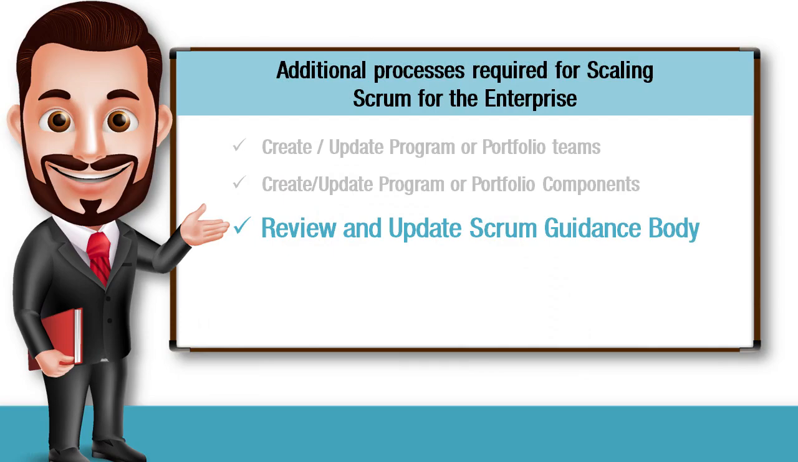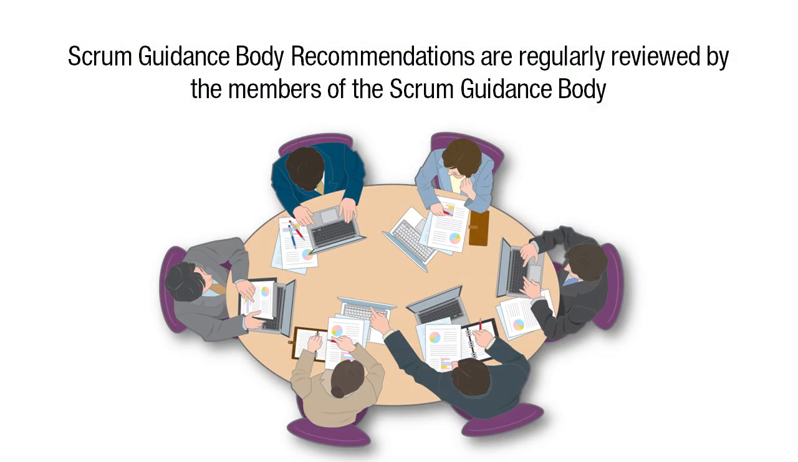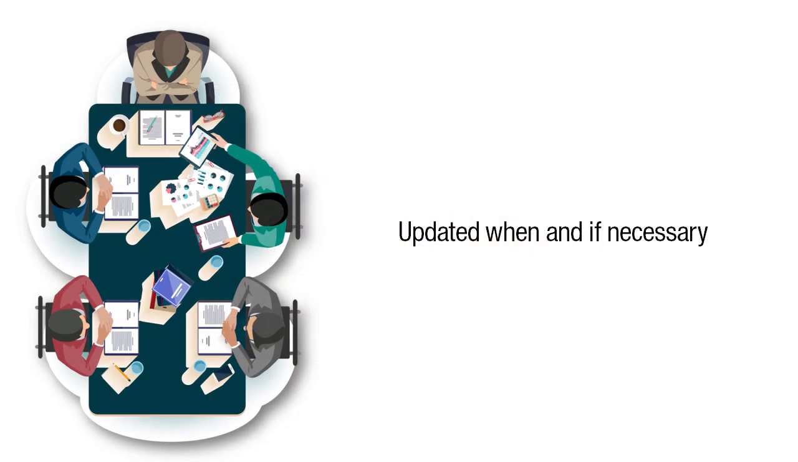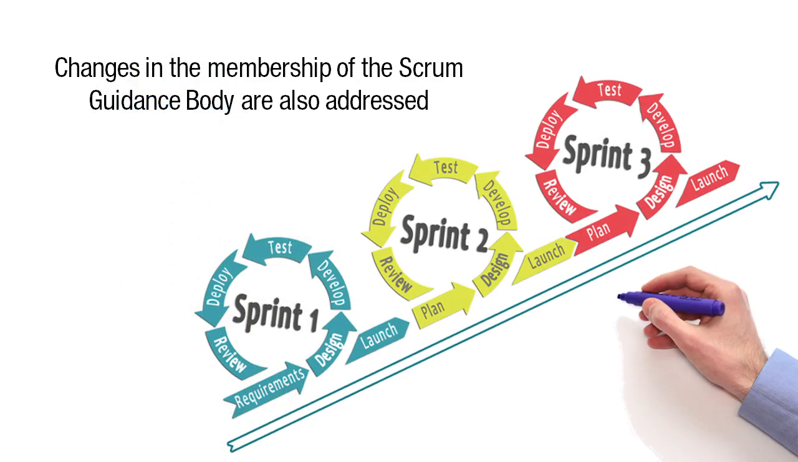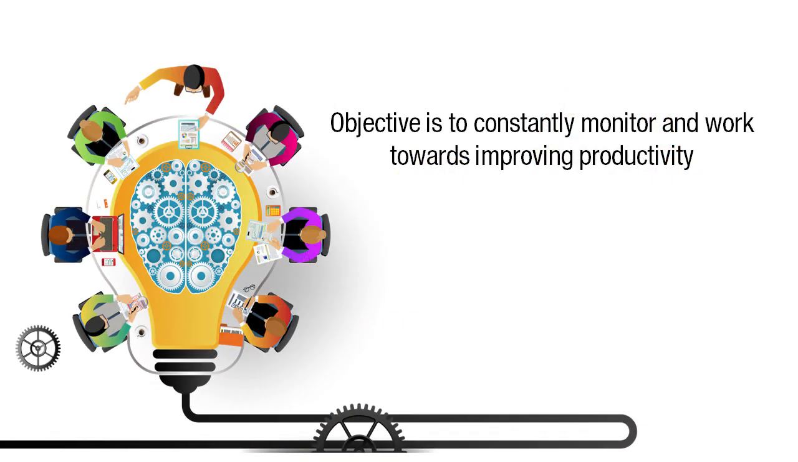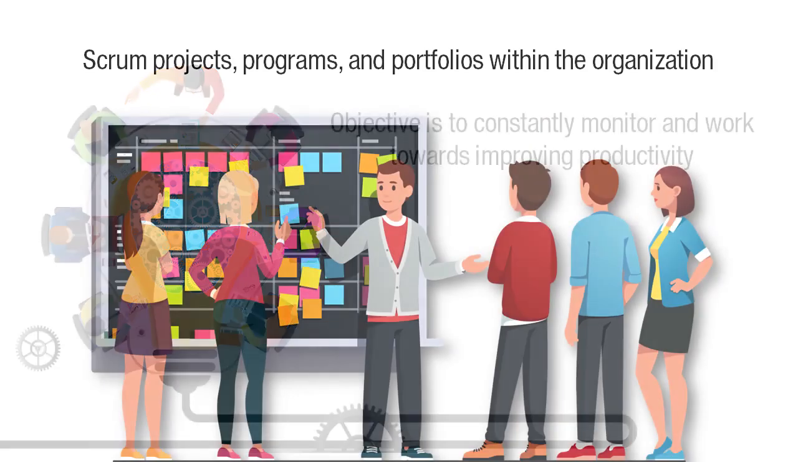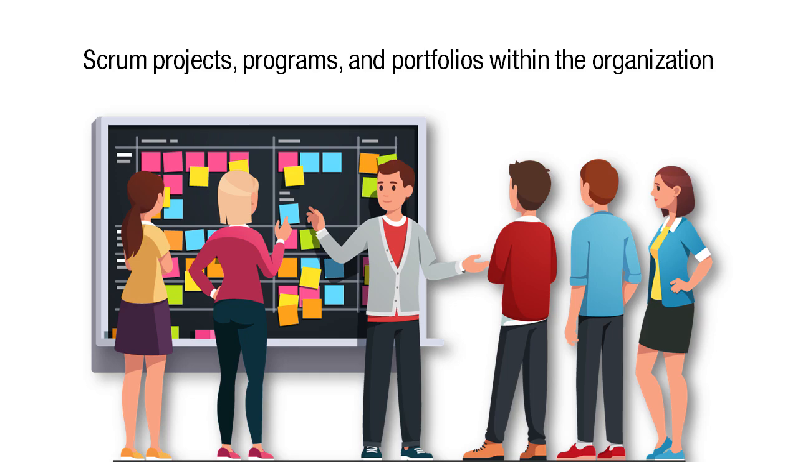Review and update Scrum Guidance Body. In this process, the Scrum Guidance Body recommendations are regularly reviewed by the members of the Scrum Guidance Body and are updated when necessary. Changes in the membership of the Scrum Guidance Body are also addressed. The main objective of this process is to constantly monitor and work towards improving the productivity of the Scrum projects, programs, and portfolios within the organization.